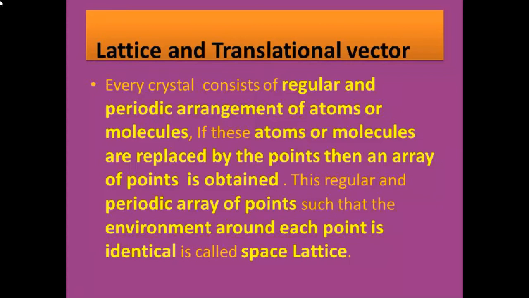If you look into any of the points, you can see identical points, and there you can see the repetition. If the environment around each point is identical, then we call it a space lattice. It is nothing but the space lattice. Fill in the blanks, true or false, or multiple choice questions can be asked based on this slide.